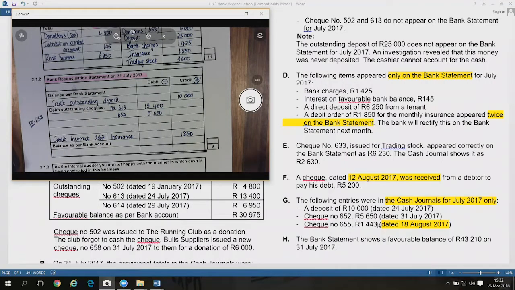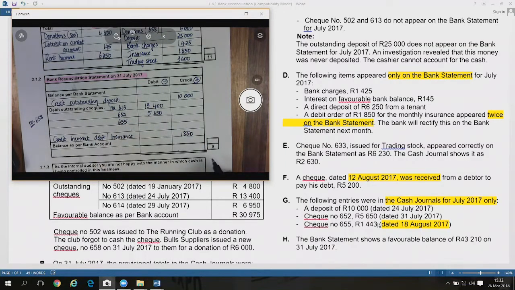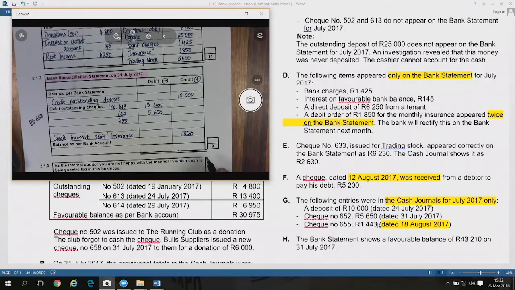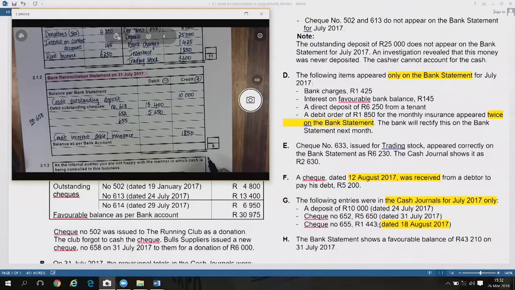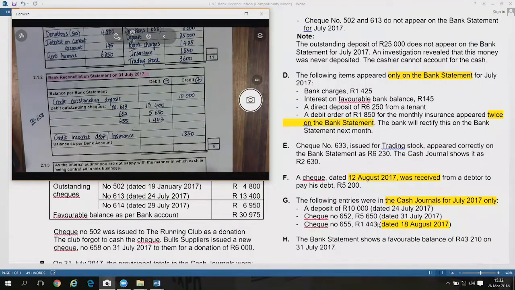A post-dated check that is issued, you put immediately in the CPJ. Because if you don't put it in the CPJ, then the number order is wrong. You put it in the CPJ, then it goes to the bank recon as outstanding. Check number 655 as outstanding until the 18th of August and another 6 months after that, and the amount is 1443. Now remember the new check number 658.